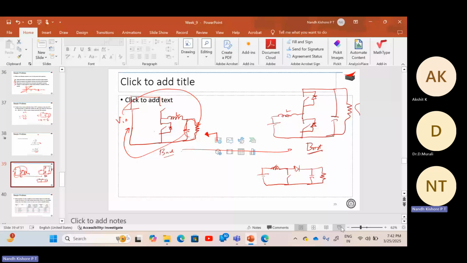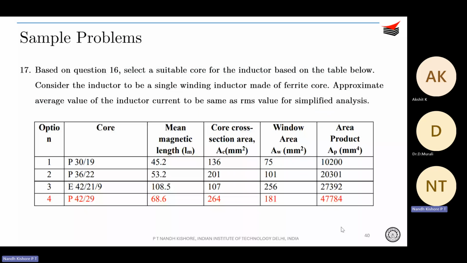Select a suitable core for the inductor based on the table below. Consider the inductor to be a single winding inductor made of ferrite core. Approximate the average value of the inductor current to be the same as the RMS value for simplified analysis. All the core details are given over here.